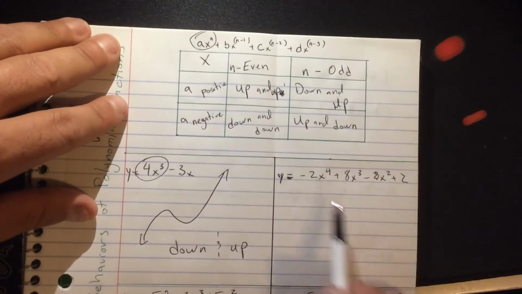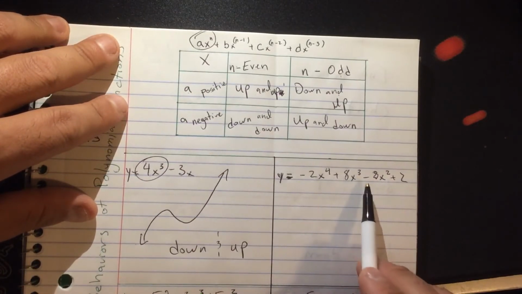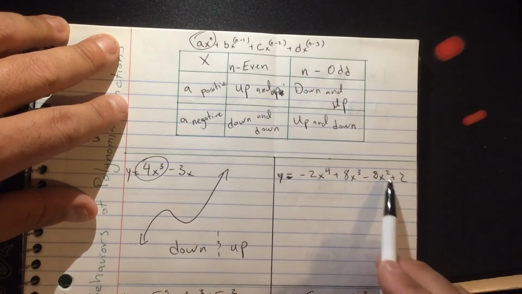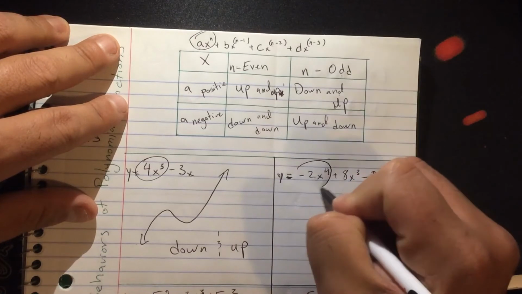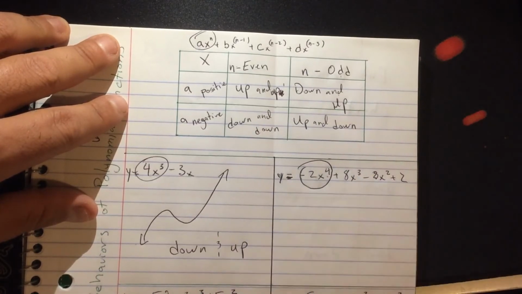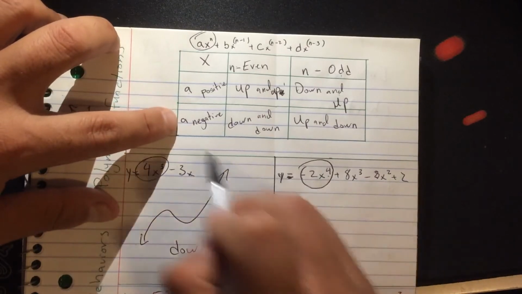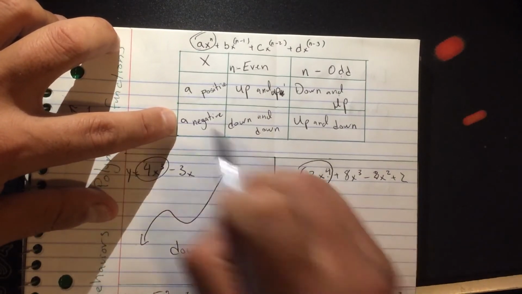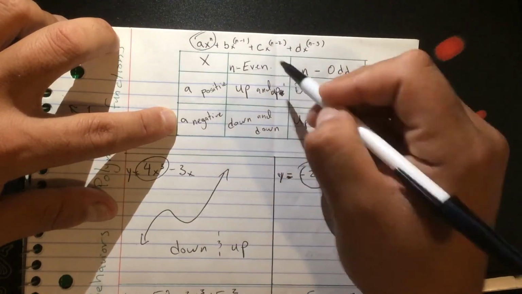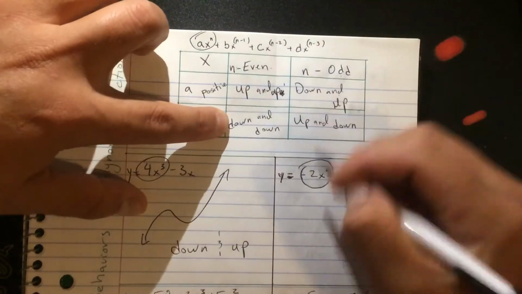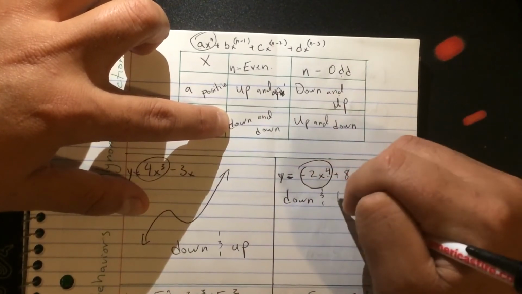The next one here, we have negative 2x to the fourth plus 8x cubed minus 8x squared plus 2. Once again, the rest of this doesn't really matter. The only thing that really matters is our first term with the highest degree, and that is negative 2x to the fourth. Negative 2 is negative, so the a is negative, and the 4 is even. If we line these up here, this would be our down, down.